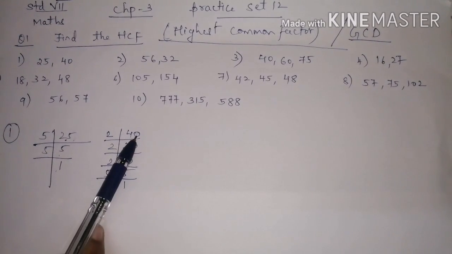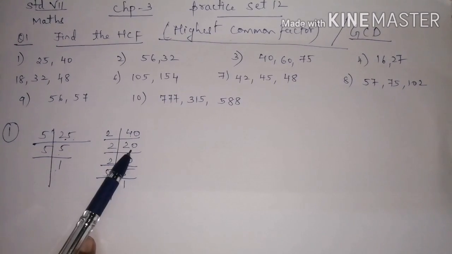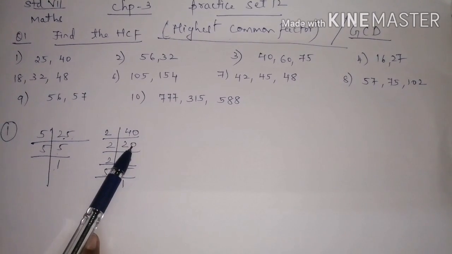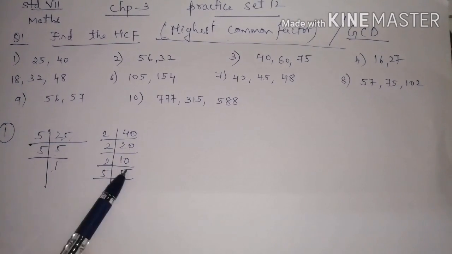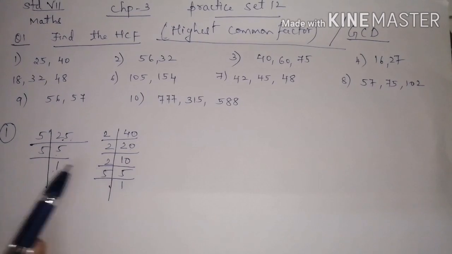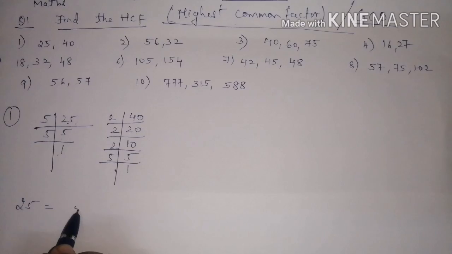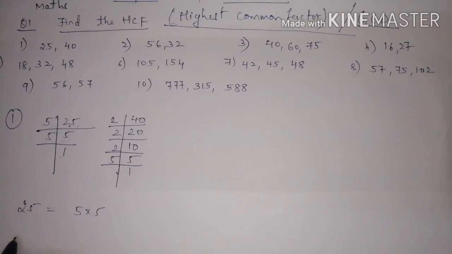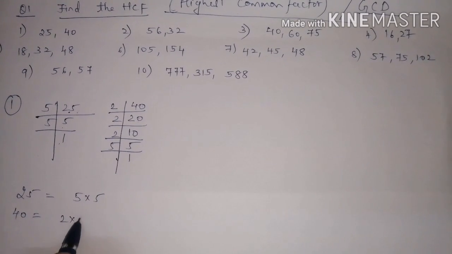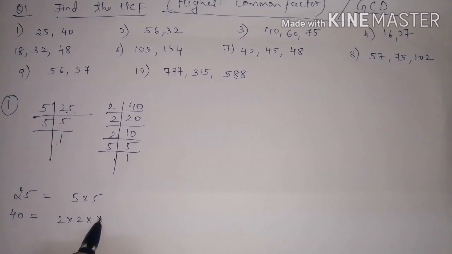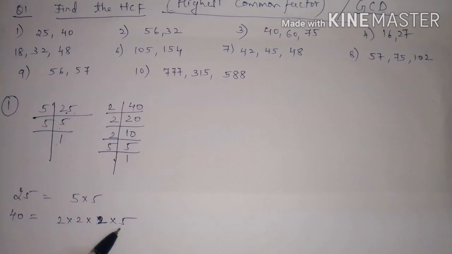40, units place it is 0, so it will go in the table of 2, and 2 is a prime number. If you divide 40 by 2, we get 20. Again units place 0 is there, it will get divided by 2. So 2 tens is 20. 2 5s is 10, 5 1s are 5. So factors of 25, write it down: 5 multiplied by 5. Factors of 40: 2 into 2 into 2 into 5. 3 times 2 and 1 time 5.